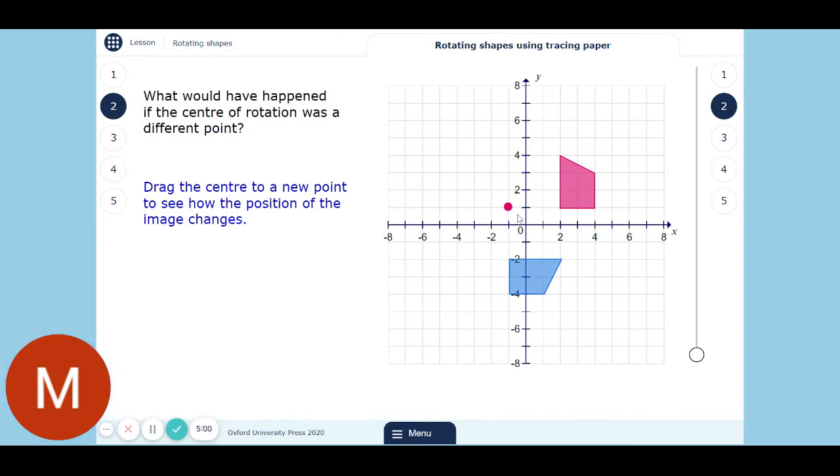As we move this point, it changes where things go, and that's why it's important to use tracing paper. It can get really quite odd and counterintuitive if you just put the point in any random position.